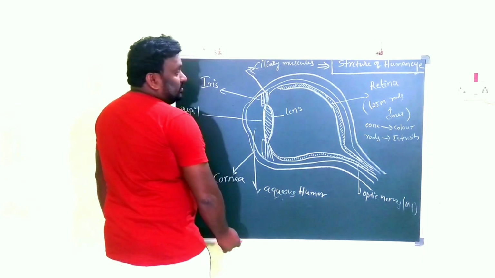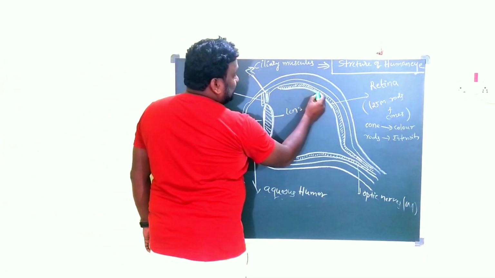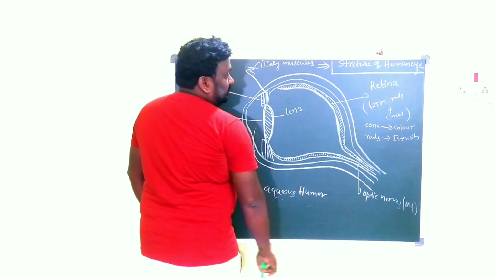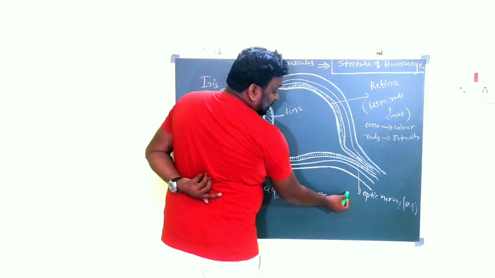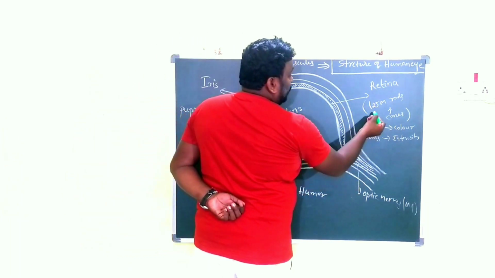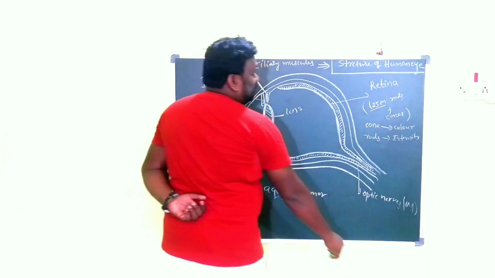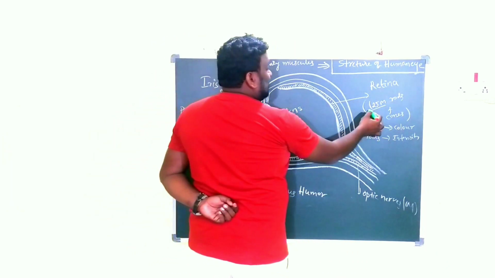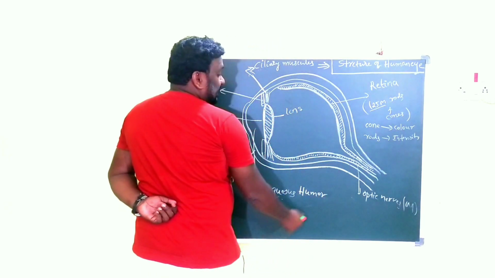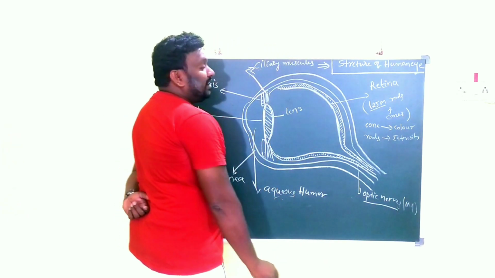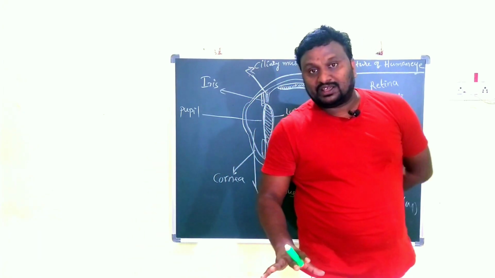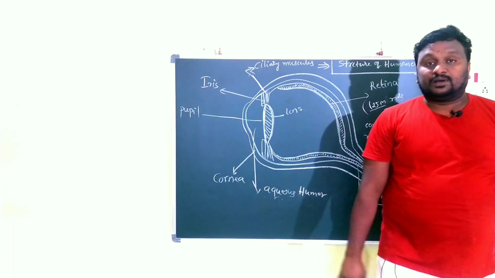Clear? This is the retina we are showing like this. Clear now? And now these are the optic nerves. The retina consists of nearly 125 million receptors, in the form of rods and cones. And the optic nerves are nearly 1 million. How many optic nerves are there? 1 million. So this is simply about the labels of the diagram of the structure of the human eye.